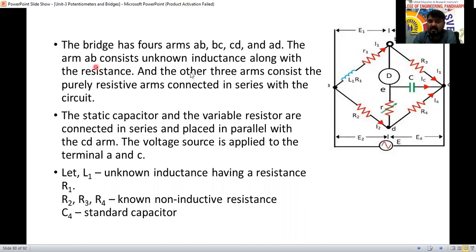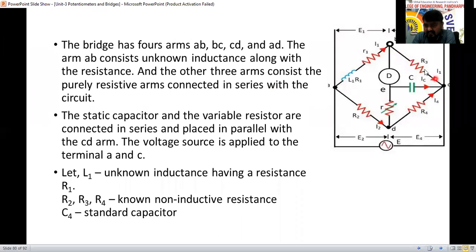The arm AB consists of unknown inductance along with the resistance. This arm AB, this branch, consists of unknown inductance with some resistance connected here. And another 3 arms consist of purely resistive arms connected in series with the circuit. This is purely resistive, this is purely resistive, this is purely resistive.